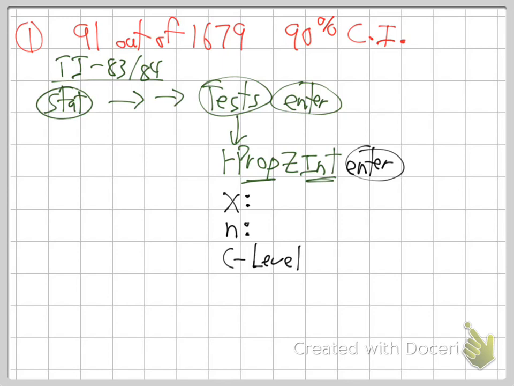All right. And so guess what x is? x is that 91. And guess what n is? What is n in every statistics problem? It's the total number of times you tried the whatever. It's the 1679, huh? So you just put those two in. And what C-Level do we want on this one? 90%. We want to be 90% confident. So just type in the decimal, 0.90, and then hit enter on Calculate. It's as easy as that.